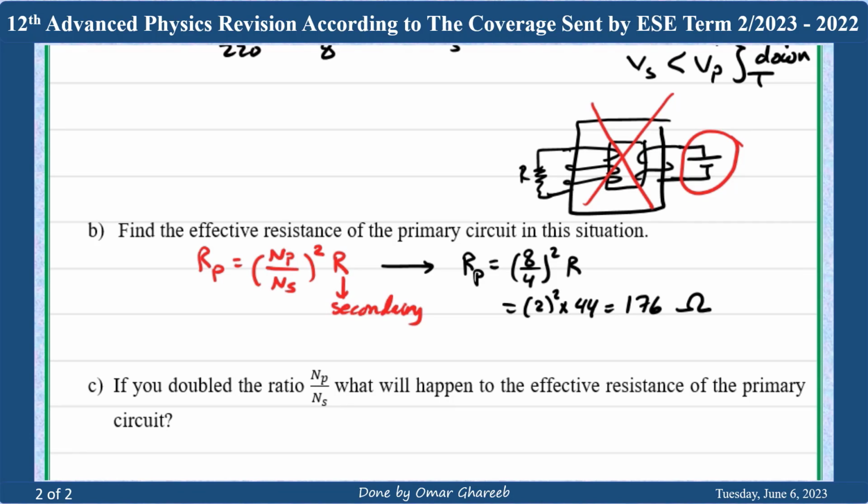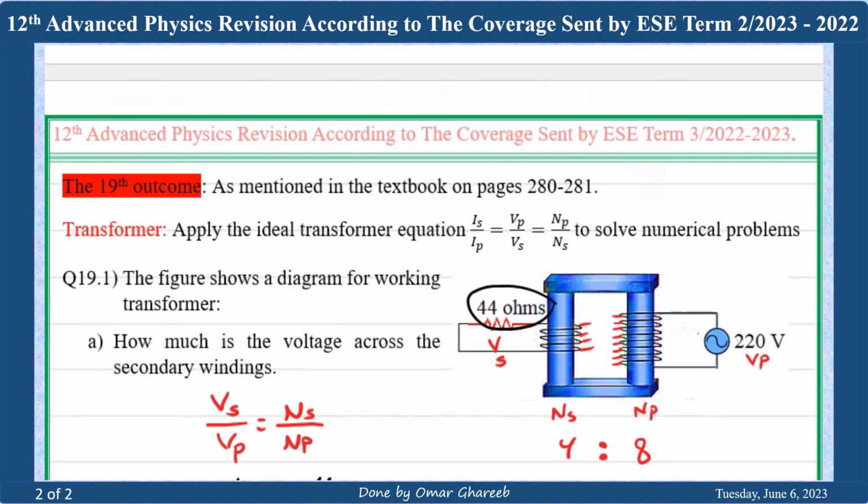And this resistance is the effective resistance. If you change the device connected to the secondary windings, this effective resistance will change. So the effective resistance follows the resistance in the secondary circuit. If that resistance increases, then the effective resistance will increase, and so on.